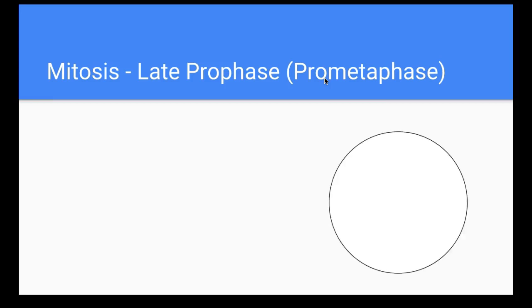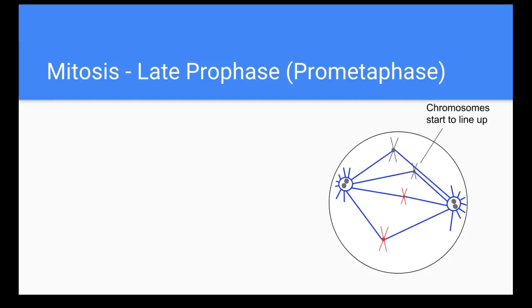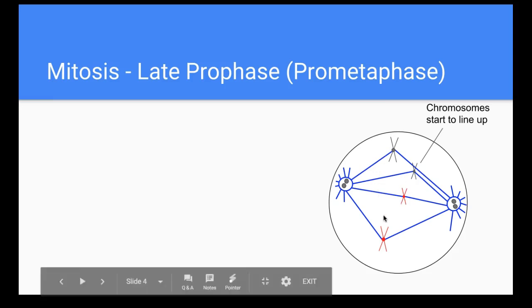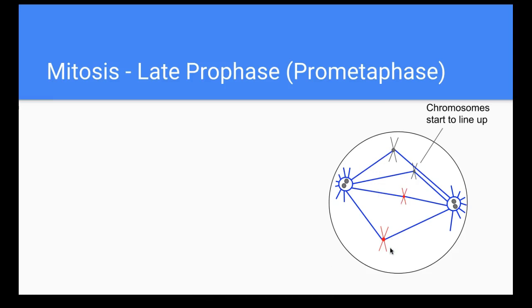So yes, in our original diagram, we said that the nuclear membrane is going to disappear, so it's going to be gone. Okay, our chromosomes are going to start to move so that they're in a straight line. The reason for that is because those spindle fibers are going to start to attach to the chromosomes, and they're going to start pulling them in the right direction.